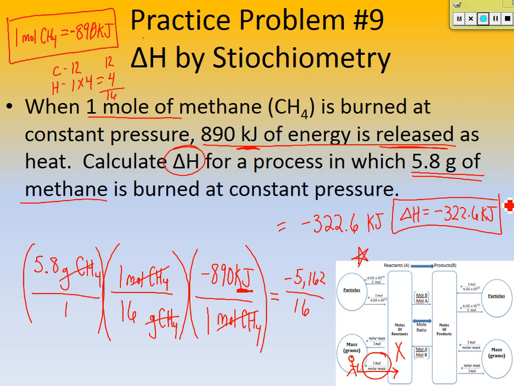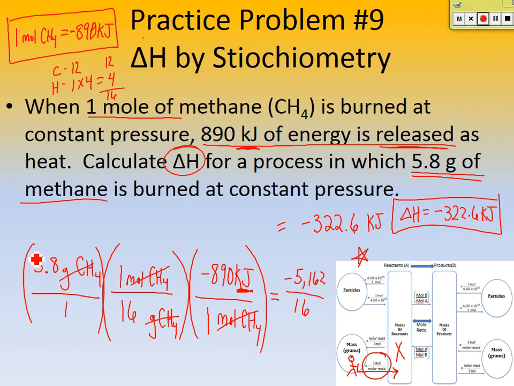So how come when we read the problem it said that 890 kilojoules of heat is released? Well, that's if you have 1 mole. We release much less than 890. We released only 322.6 kilojoules. And I hope that you're seeing why.